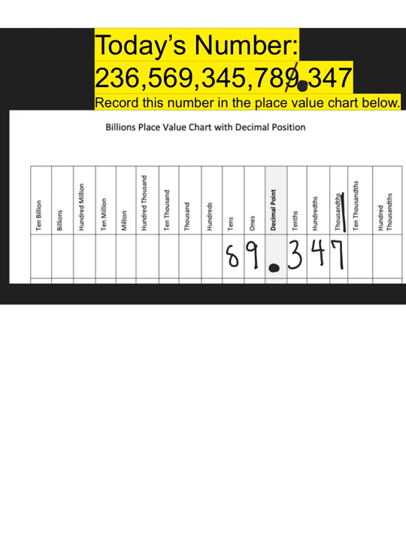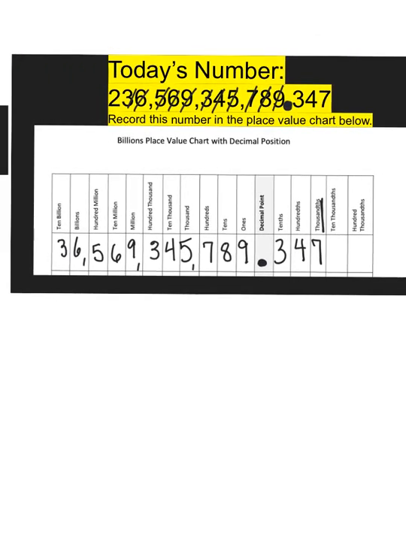We have 9 ones, 8 groups of 10, 7 groups of 100, 5 groups of 1,000, 4 groups of 10,000, 3 groups of 100,000, 9 groups of 1,000,000, 6 groups of 10 million, 5 groups of 100 million, 6 groups of 1,000,000,000, 3 groups of 10 billion, and then my 100 billion I'm going to add here because my place value chart is not actually big enough to accommodate it. 100 billion.